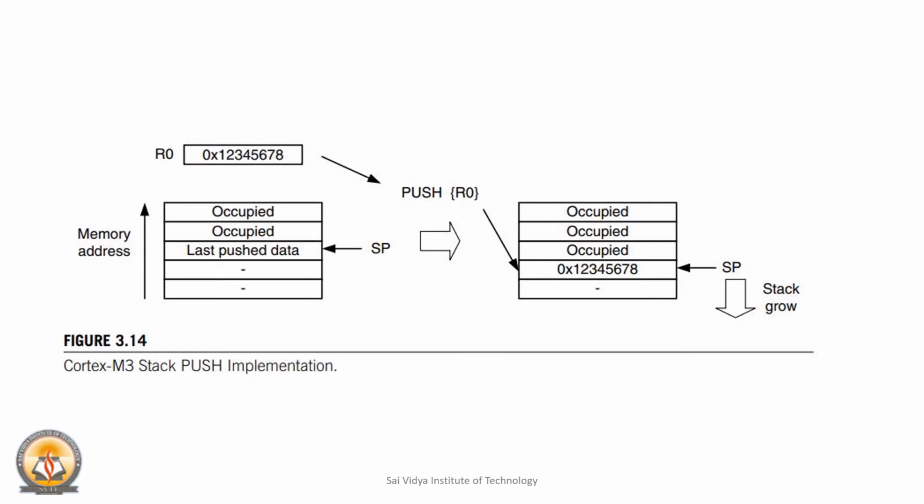This figure shows the stack push implementation using the register R0. We can see the memory addresses are incrementing from the lowest to the highest bit, but the stack pointer is a fully descending stack, so the stack pointer decrements after each push implementation. The stack pointer is pointing to the last pushed data. When you get the register content R0 to be pushed into the stack memory, then the stack pointer decrements by 1. It stores the value of this particular R0 and then the stack grows downwards.